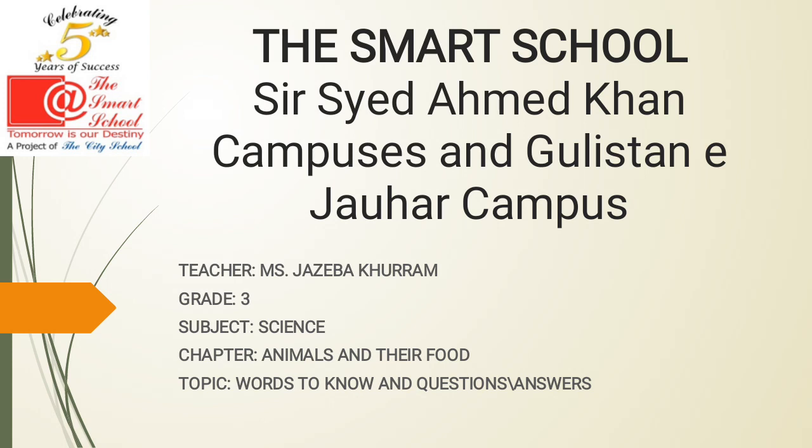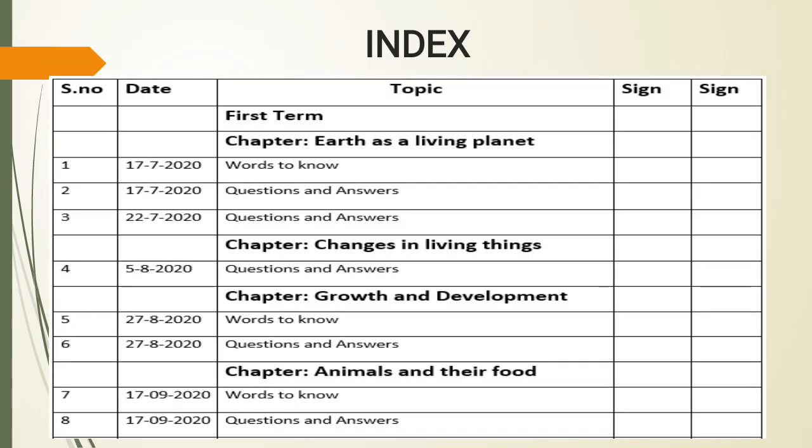So just take out your copies. I will count to 5 for you all. 1, 2, 3, 4, 5. Very good. I know you all are sitting with your copies. You know the rule. First you have to make the index. You will open your index page. Chapter is Animals and Their Food. Serial number 7 is words to know, and serial number 8 shows that we have to do question and answers. You can pause this video and write down your index. I am moving on to the next slide.